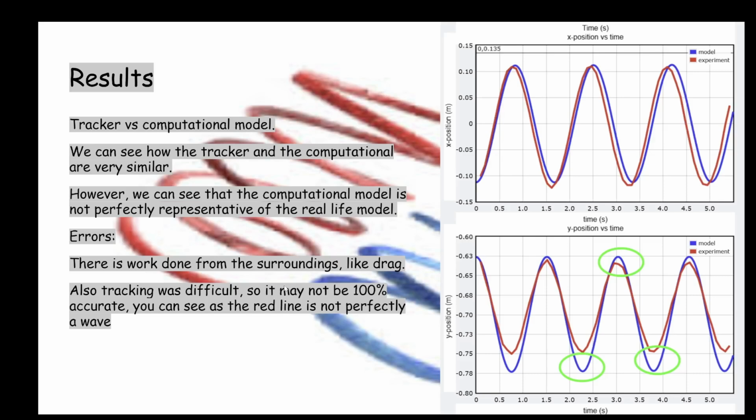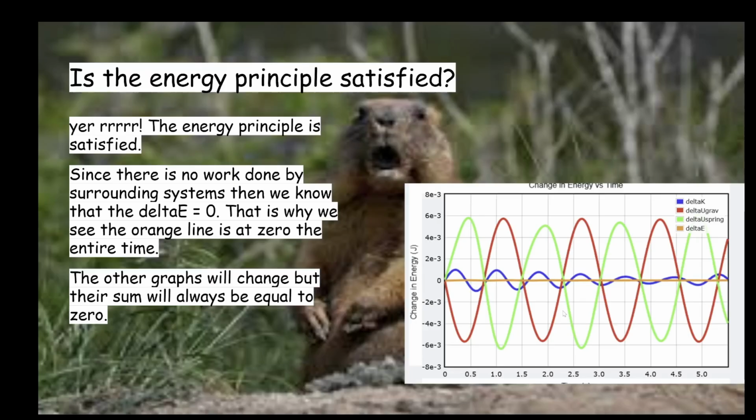Ideally we put everything into the system, however it's not possible in real life for us to do that. So there's other things acting, contributing work, which is the reason why you see these deviations. Another reason for error could be that tracking was hard. It was a pretty small thing, so it was pretty hard to track.